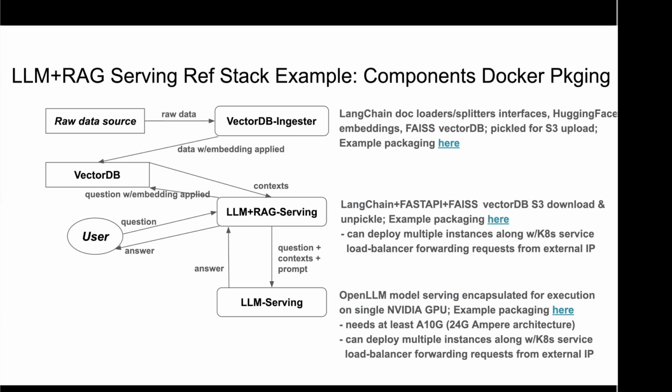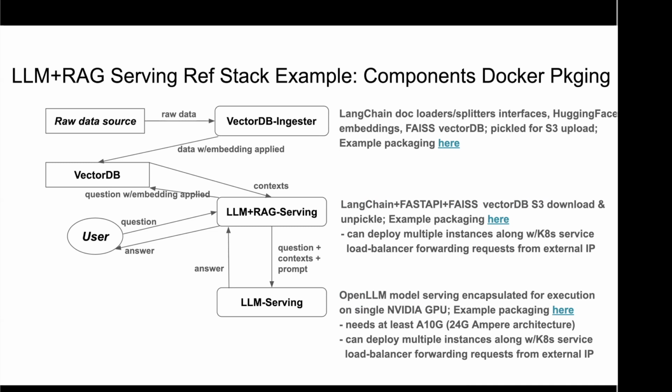And if we need to load things in from S3, we can go ahead and do that as well. LangChain is used for Docker loaders and splitters and interfaces. We've got Hugging Face embeddings, and we've got FAISS as our vector database, which is pickled for S3 upload. You can see an example of the packaging, the Docker container packaging, if you click on that link there. Center section here, for our LLM and RAG serving component, we've got LangChain and FastAPI and FAISS libraries and the vector database to facilitate S3 download and unpickling.